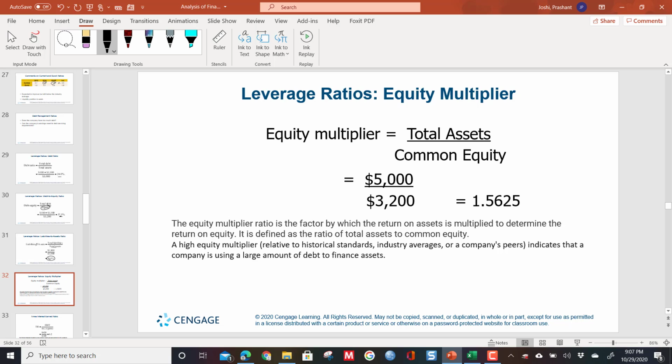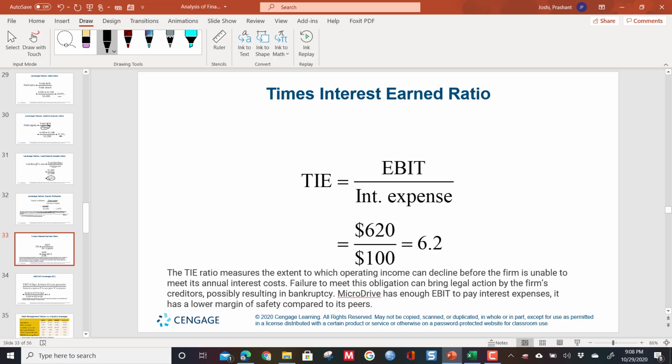Equity multiplier is a ratio. It shows the factor by which the return on asset is multiplied to determine the return on equity. So the equity multiplier is total asset divided by common equity. The greater the ratio, which is greater than 1, indicates the firm is having more debt than equity. So a high equity multiplier indicates a company is using large amounts of debt to finance assets. That is the equity multiplier.